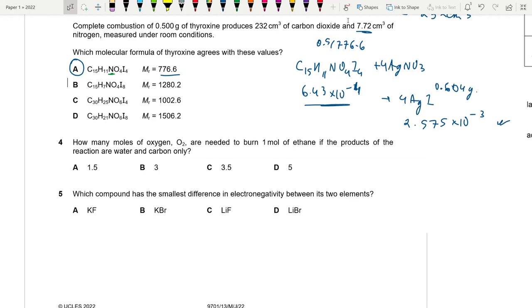4. How many moles of oxygen are needed to burn 1 mole of ethane if the products of the reaction are water and carbon only, incomplete combustion? Okay, so ethane, we have CH3, CH3, ethane, plus oxygen gives us carbon and water only. So we need 2 moles of carbon and 3 moles of water. And so we need 3 by 2 moles of oxygen. Okay, so 4 is logically A.